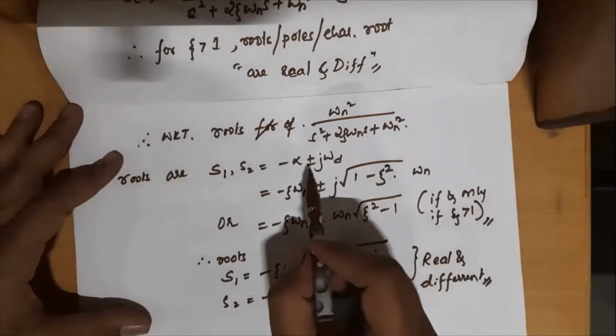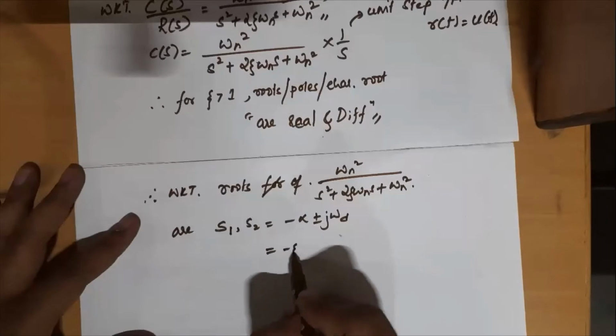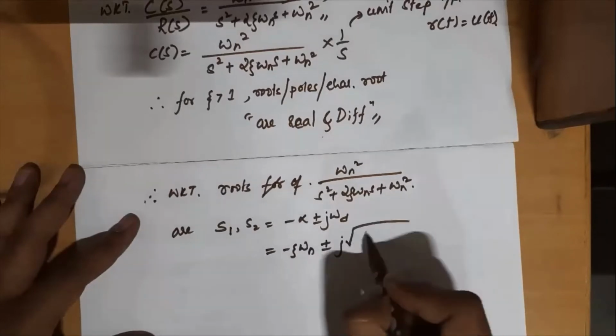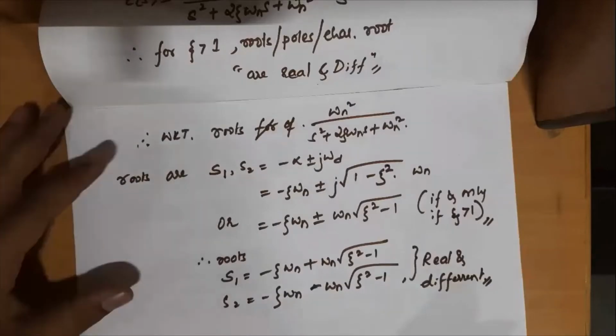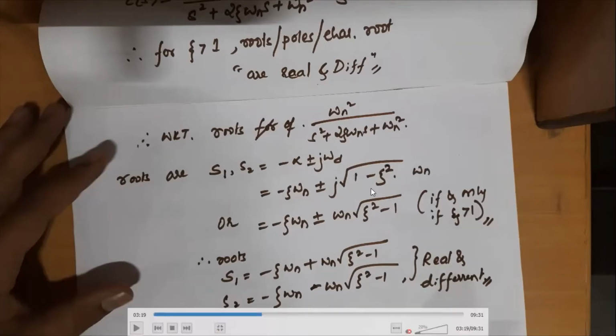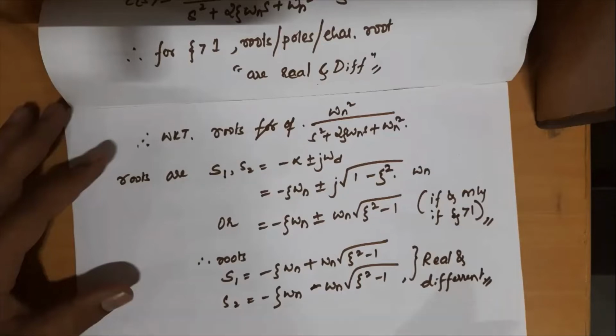Sorry for that. There is some skip. Fine. Minus zeta omega n plus or minus j square root of 1 minus zeta square into omega n should be there. So this is a very simple step. I have skipped the video just to save time, and everyone can follow this. There is nothing complicated in the derivation. It's very simple. So we know this expression. Anybody doesn't know how this expression came? So we know this, everyone knows this.